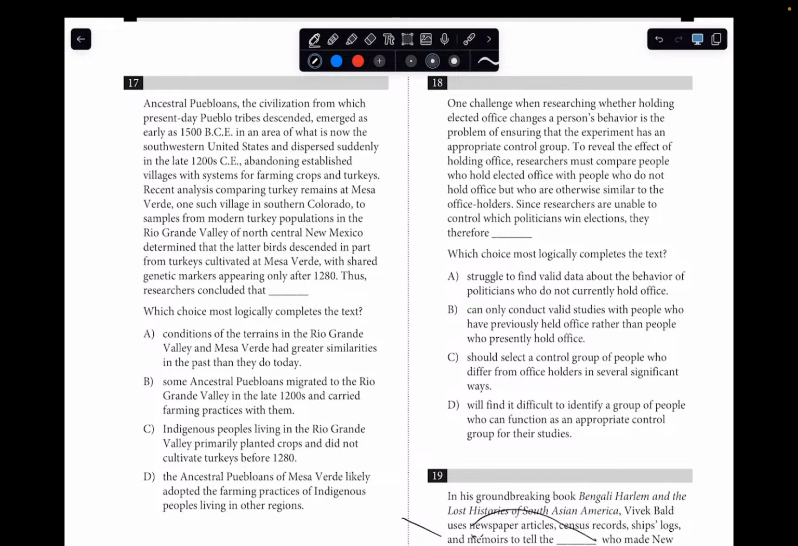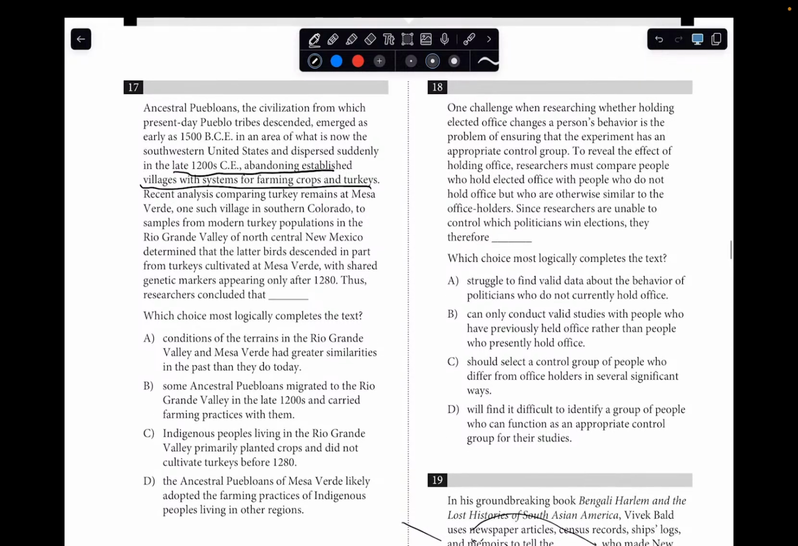The way I read it, I was confused that it sounded like, the way this sentence was written, they were already there in the 1200s, and that they just kind of got up and left. So for me, I just found that question pretty challenging.